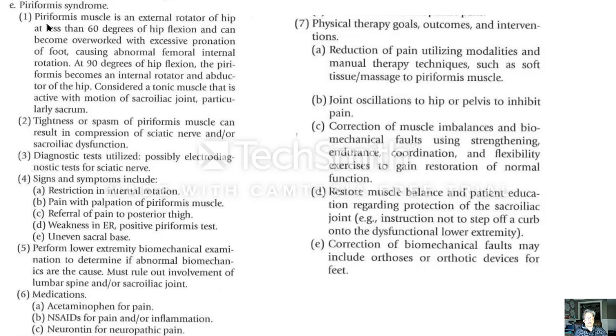Diagnostic tests utilized: possibly electrodiagnostic tests for the sciatic nerve. Symptoms and signs include restriction in internal rotation, pain with palpation of the piriformis muscle, referral of pain to the posterior thigh, weakness in external rotation, positive piriformis test, and uneven sacral base. Perform a lower extremity biomechanical examination to determine if abnormal biomechanics are the cause. Must rule out involvement of the lumbar spine and/or sacroiliac joint.